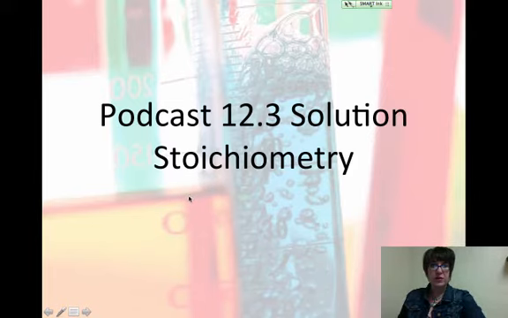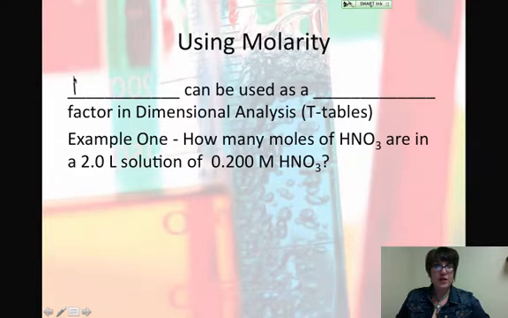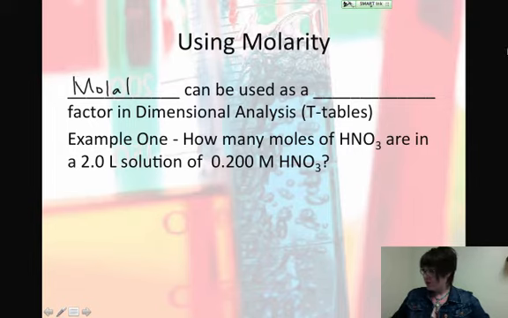Today we're going to look at solution stoichiometry. So we'll be calculating amounts of moles in balanced equations and applying them to solutions. First it's important to understand that molarity can be used as a conversion factor in dimensional analysis, like in your T-table.